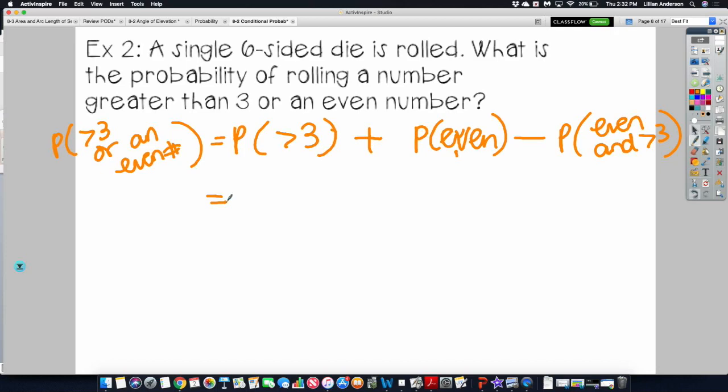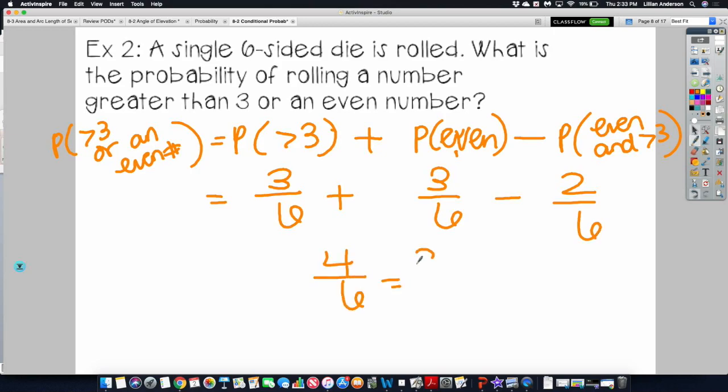How many numbers are greater than 3? That's 3 out of 6. How many are even? Because we are looking at a six-sided die, there are 3 even numbers. How many are even and greater than 3? 2 out of 6. So it's 3 plus 3 minus 2, which does reduce down to 2/3. Okay? So that's the probability of rolling a number that's greater than 3 or an even number.